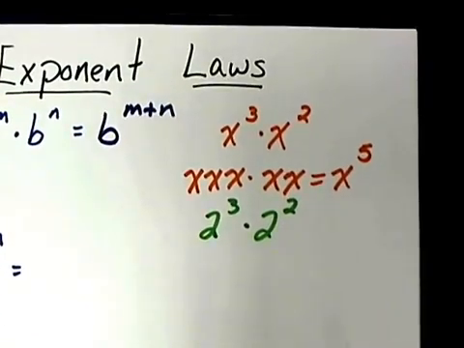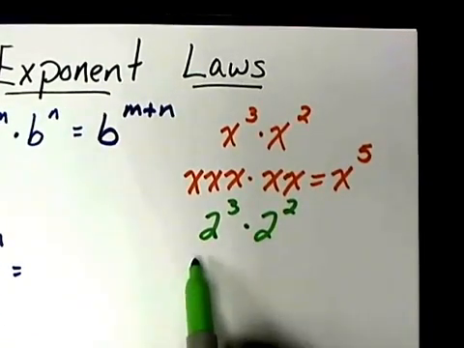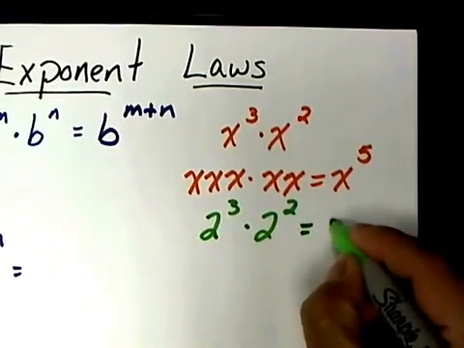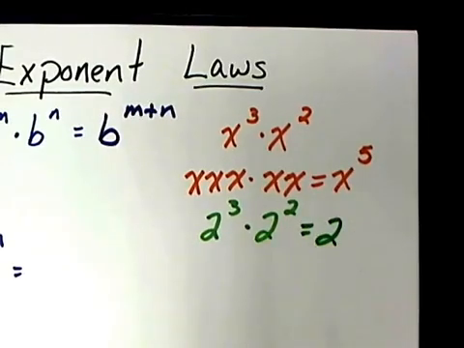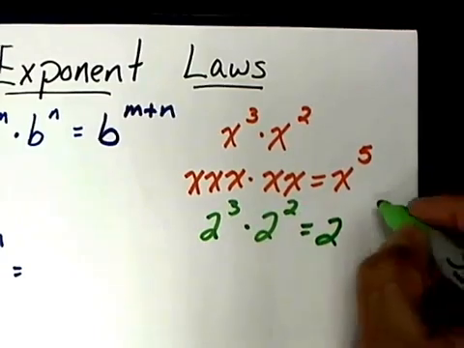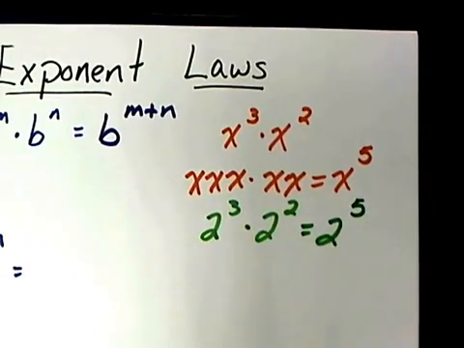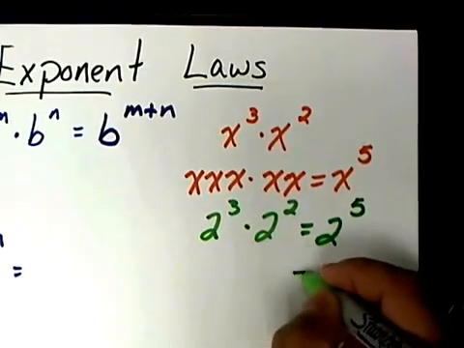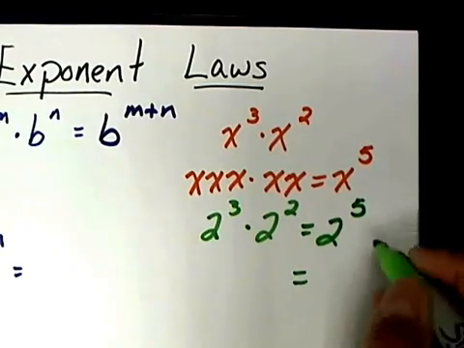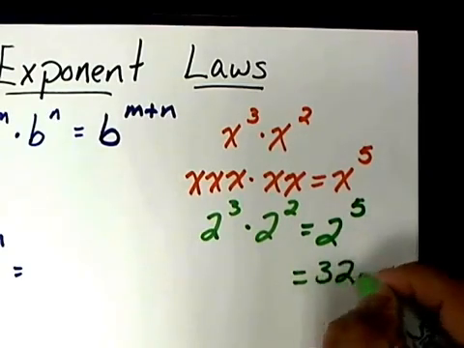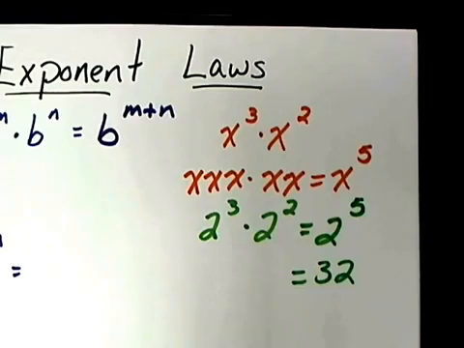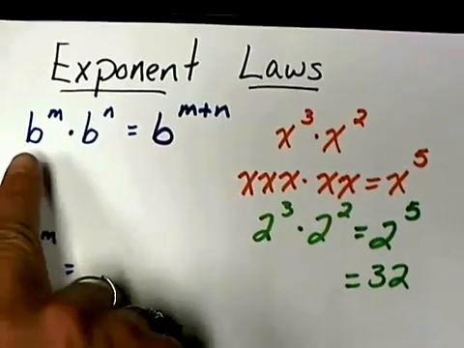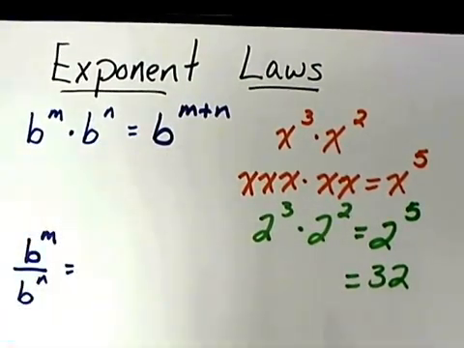So the same thing goes here. We are multiplying like base numbers. Big number is the base number, that's the 2, so the base number does not change. We simply add the exponents 3 plus 2 to get 5. And in this case, you would then expand that out to find that 2 to the 5th is 32. So that's the one law that says when multiplying like base numbers, you add the exponents.